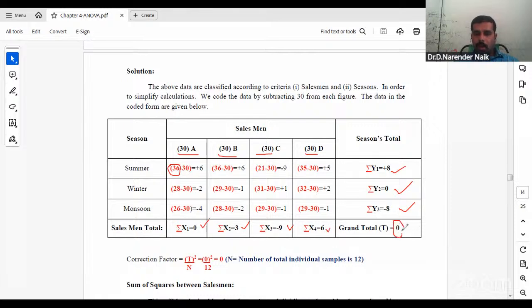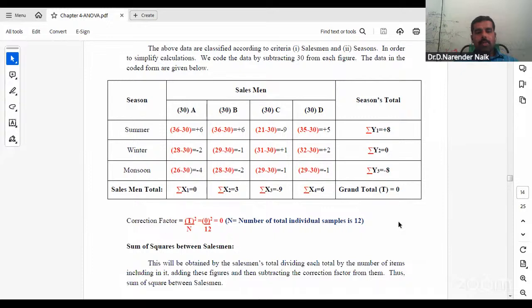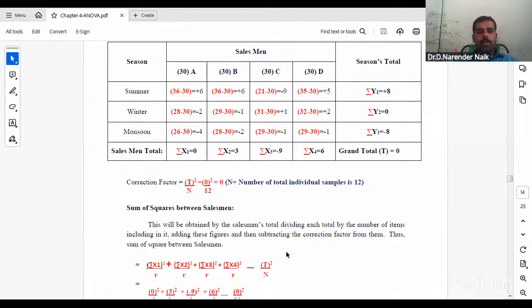See, sometimes you will get 0, but sometimes you never get 0 also. Then correction factor. The next one is correction factor. This is one more additional small formula. Correction factor is equal to T square by N. 0 square by 12, that is 0. And number of total individual samples is 12. Okay. So this is the first part we completed.